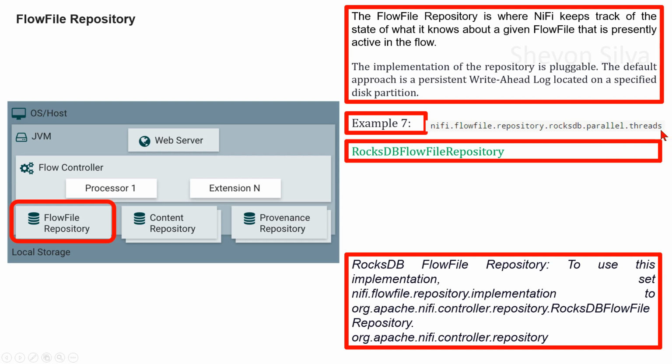Here you can see RocksDB-centric configuration properties: nifi.flowfile.repository.rocksdb.parallel.threads. The number of threads to use for flush and compaction. A good value is the number of cores. The default value is 8.